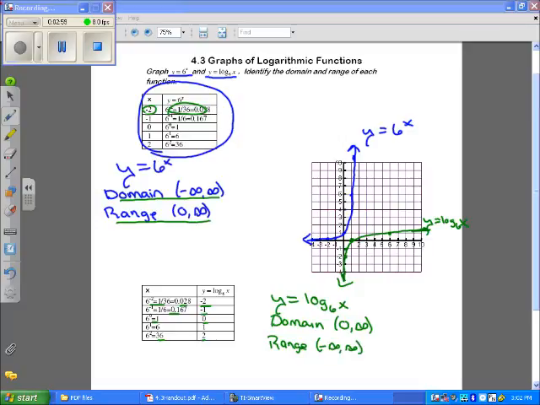Okay, so that completes this example. So this concludes section 4.3 for the worksheet.